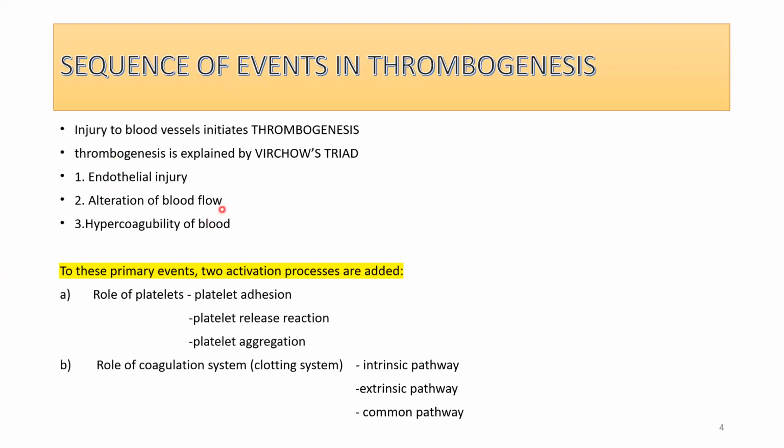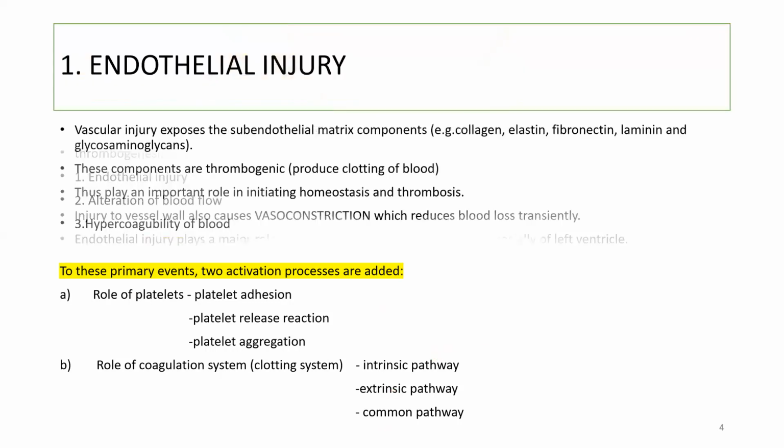To these three events, we can add still more events, that is the role of platelets and the role of the coagulation system. Platelets cause platelet adhesion, platelet release reaction, and platelet aggregation, which we'll be discussing in the further slides, and how platelets have a major role in this. And the role of the coagulation system. The coagulation system is nothing but the clotting system. It has three pathways, you all know that: the intrinsic pathway, extrinsic pathway, and common pathway.